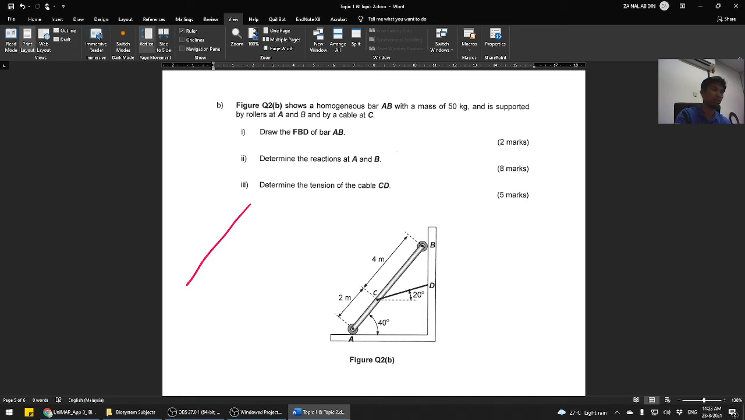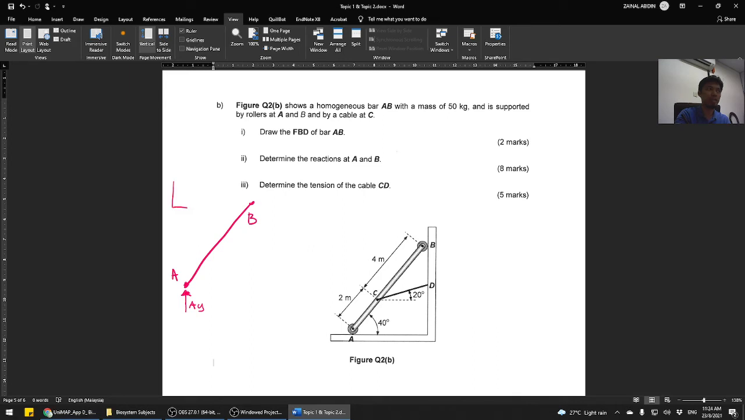This is the bar, A and B. Let me put A on the left side here, and B at the bottom there, because I have to draw a direction at point A and point B. So the direction at point A, which is a roller, only one, should be perpendicular to the surface it touches. Okay, perpendicular. So let's label that AY.